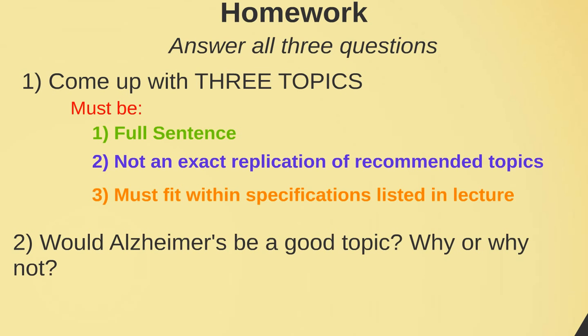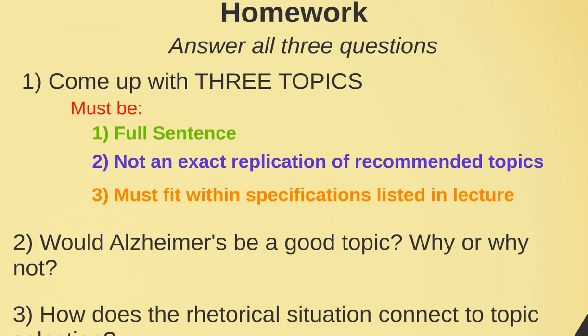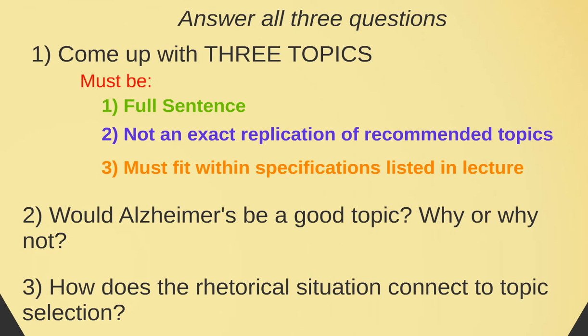2, would Alzheimer's be a good topic? Why or why not? And then 3, how does the rhetorical situation connect to the topic selection? And that is it. So come up with topics, answer the 2 additional questions, and know that the topics you come up with are going to be what I'm going to collect, and based on what you give me, I will pick a topic that I think is best for you. So if you're having any trouble with it, feel free to contact me, email me, chat with me, whatever, and I can give you some assistance if you need it.